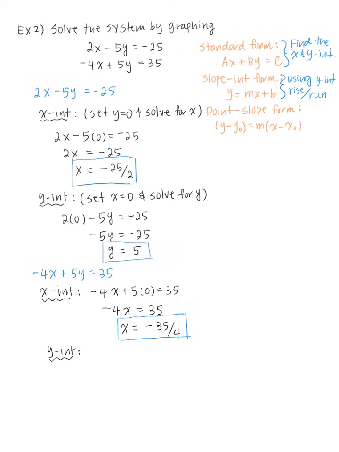So you're going to have to set x equals to 0, and then just solve for y. So this is going to be 5y equals 35. So y is 7. All right, so let me keep those in mind and let's graph it out now.